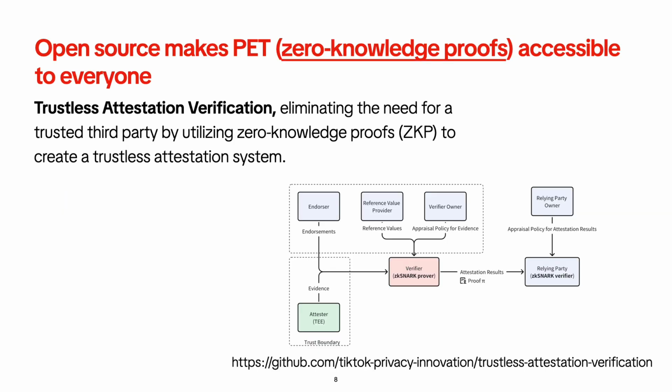Now let's look at another project called Trustless Attestation Verification. Remote attestation services introduce a new problem by expanding the trust boundary of TEE. Ideally, relying parties would only need to trust hardware vendors to correctly implement the TEE. However, they now must also trust the remote attestation service.